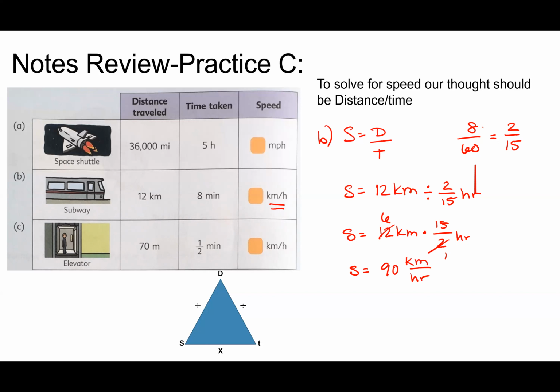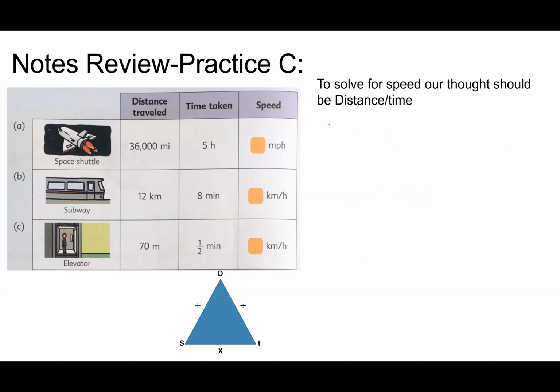Okay. All right. Let's find the elevator. Do we all have these notes? Okay. All right. C, elevator. Look here, my friends. We've got a minute. We've got meters, and then we've got kilometers per hour. Let's do some conversions. First of all, we're finding speed. Speed equals distance over time.